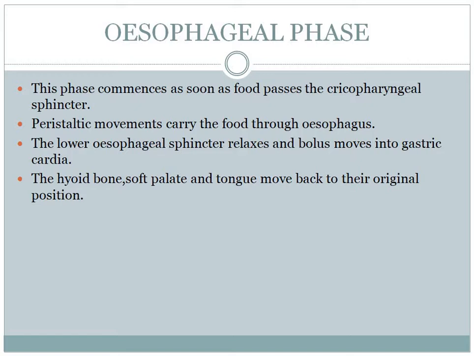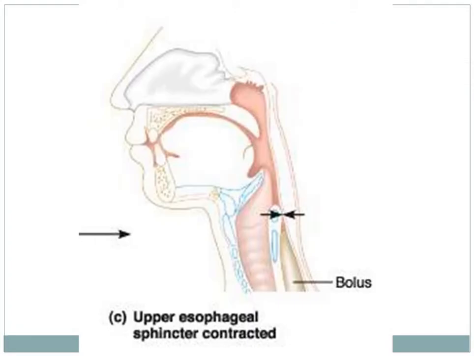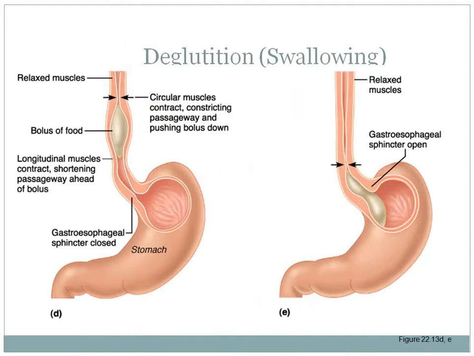Peristaltic movement carries the food through the esophagus. The lower esophageal sphincter relaxes and the bolus moves into the gastric cardia. The hyoid bone, soft palate, and tongue move back to their original positions. Here you can see how the bolus is passing into the esophagus and now into the stomach.